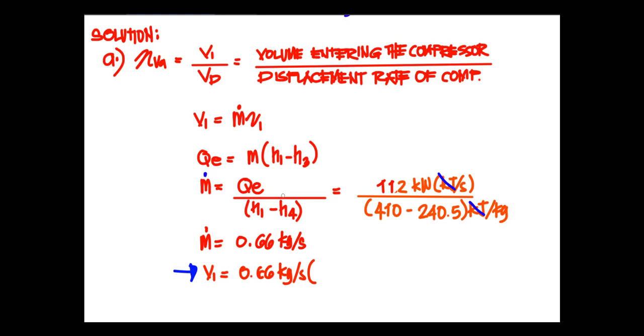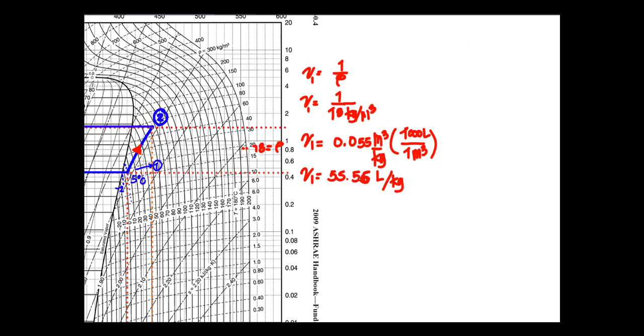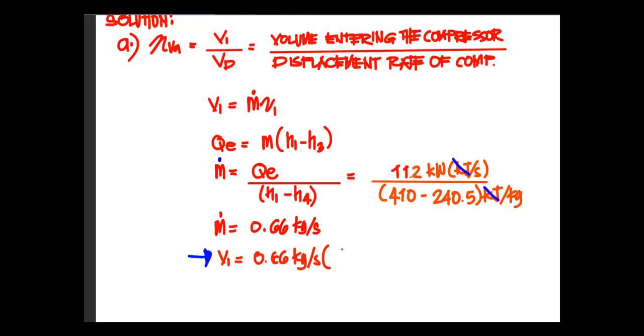Then multiply by the specific volume, which is 55.56 liter per kilogram. So finally, we have the value of your V1, which is equal to 36.66. Okay, so we can round this to 37. So cancel out the common units here, which is the kilogram. So we have liters per second for the units. We have 37 liters per second.